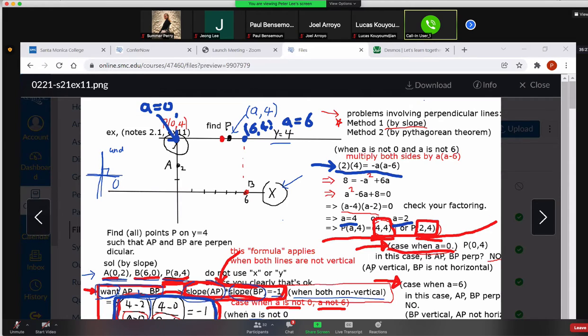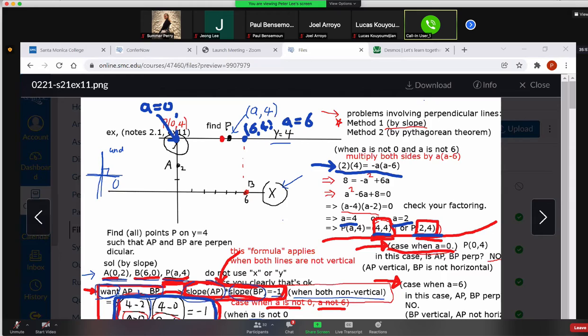Okay, good. So A equal to 2 and A equal to 4 are both not 0 nor 6, so the 2 points are solutions. So we now get 2 solutions, 4, 4 and 2, 4. We have found 2 points on the line y equals 4 which have this property, where AP and BP are perpendicular. So 4, 4 and 2, 4 are solutions.